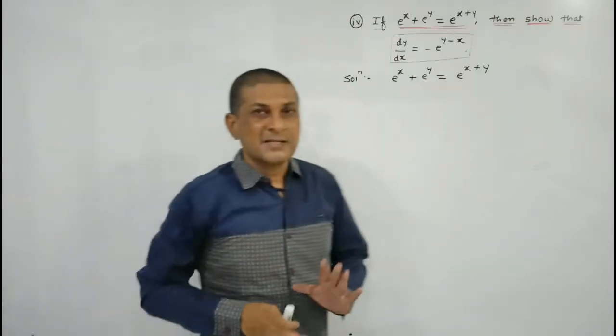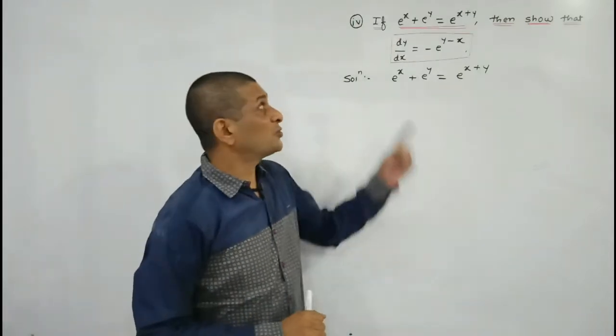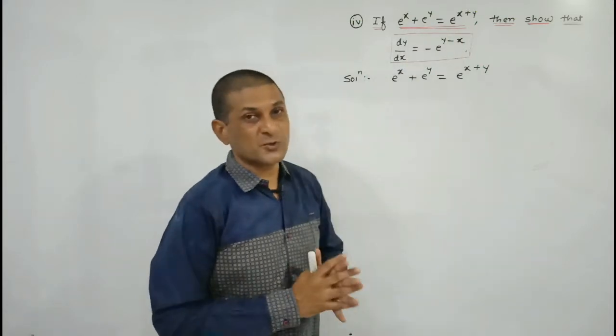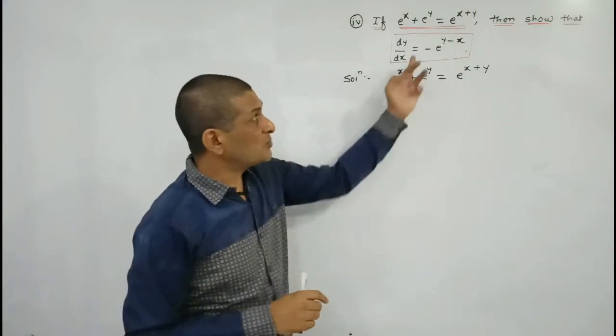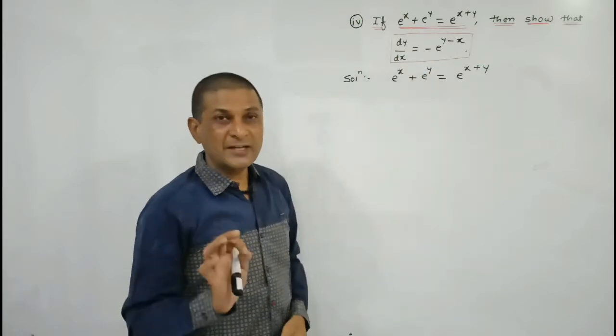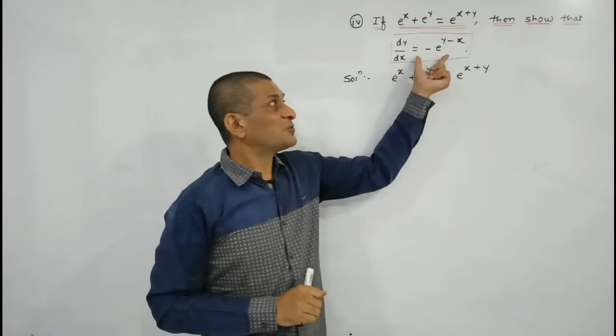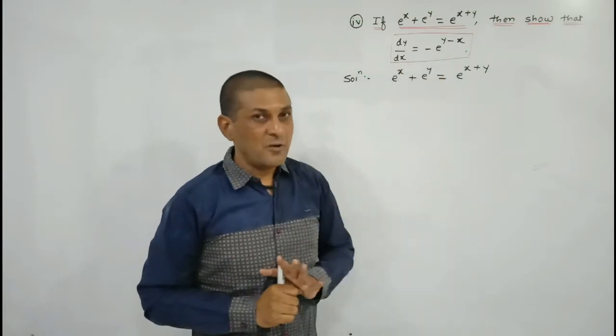See, in example number 4, we have to show that e^x + e^y = e^(x+y). Using this, we have to show that dy/dx is equal to -e^(y-x). So this will be our required value of dy/dx.